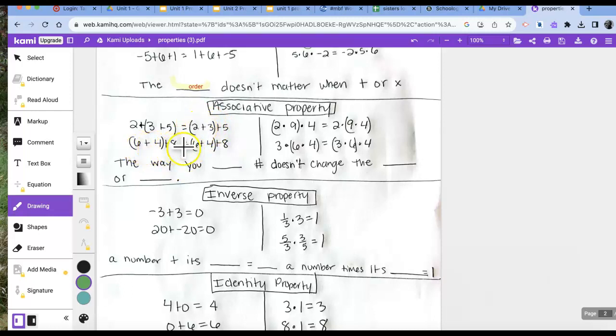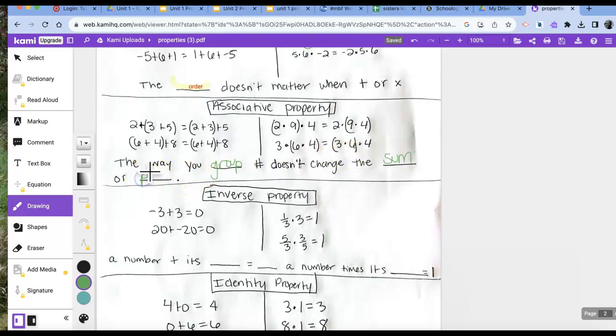So again, 6, 4, 8, 6, 4, 8, 2, 9, 4, 2, 9, 4, 3, 6, 4, 3, 6, 4. The order has not changed. What has changed is the placement of the parentheses. So the way you group numbers doesn't change the sum or product. I should have said not difference.